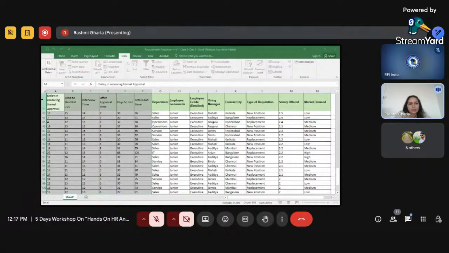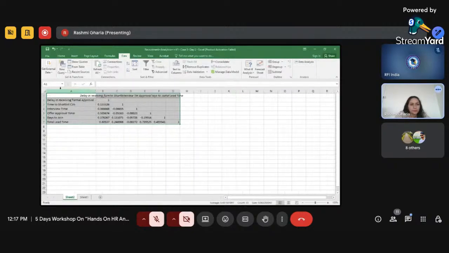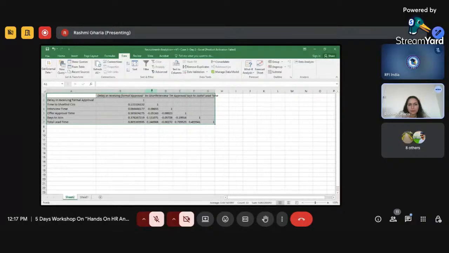Input range it is asking. So what I am doing is I am selecting this whole data. For the input range, you need to take all the independent and dependent variables. Then labels in first row, I want a new worksheet, I want this data. Press OK. So you will get this correlation matrix. All of you have got it?